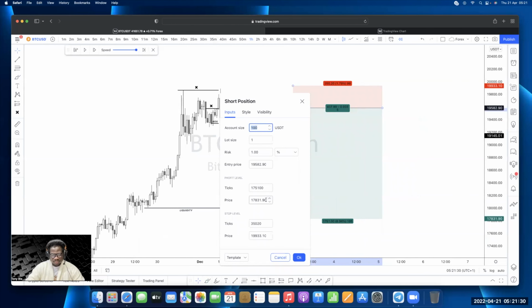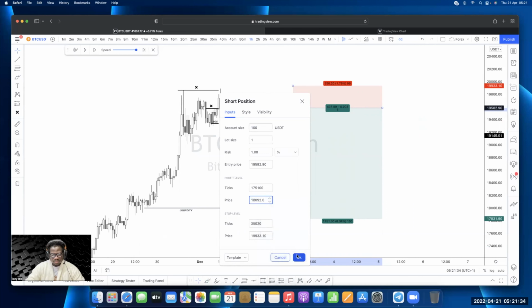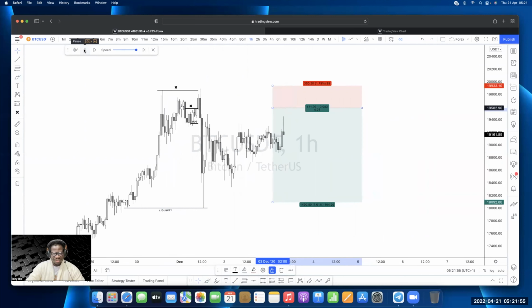All right, so I was aiming for a 1 to 4.26 reward to risk. Like I was aiming for 4.22 reward, that is four times greater than what I am risking. So let's see what happened. Did it play out? Yes, it did. Obviously, my first trade actually played out.